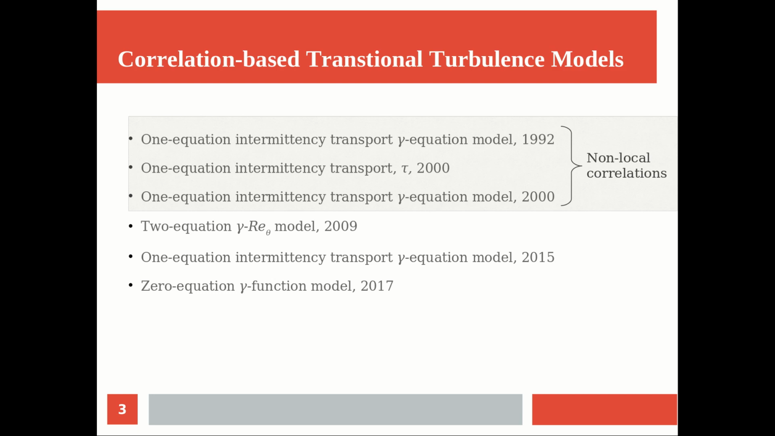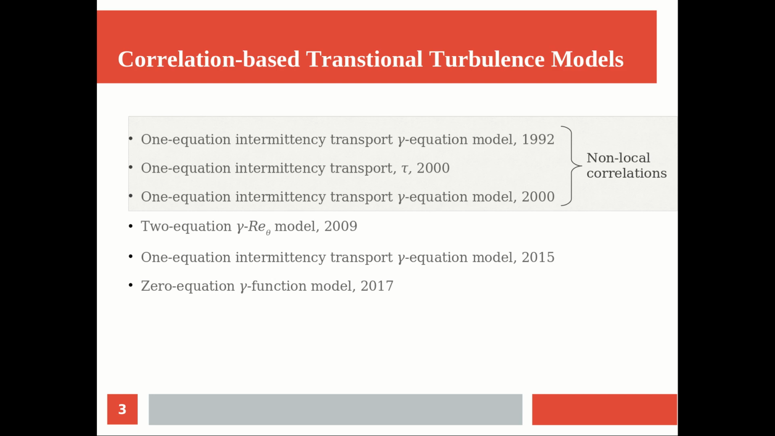The fourth one, which is a breakthrough proposed between 2006 and 2009, is the gamma-Reynolds-theta model. Reynolds theta is an equation to calculate the diffusion from the free stream into the boundary layer. Gamma is intermittency, coupled with SST K-omega. So in total you have to solve four equations. This is non-local; in the next slide I will go through that.